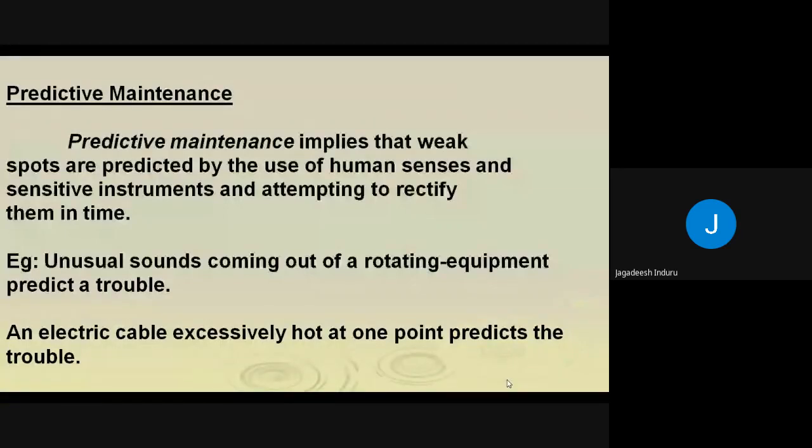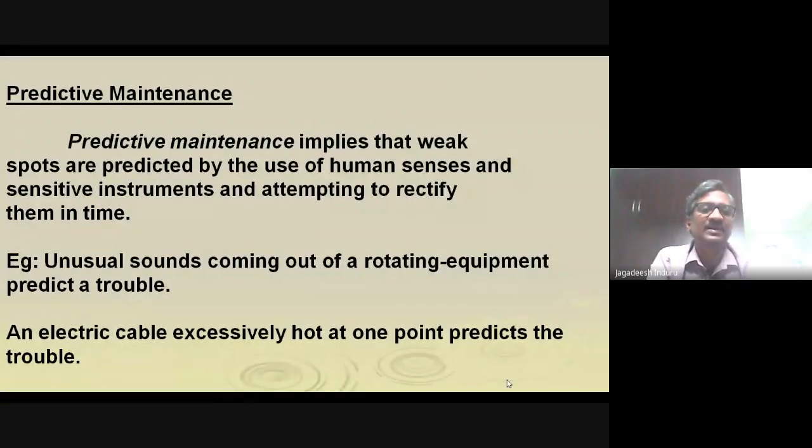An electrical cable excessively hot at one point of time will give you a foul smell, a burning smell of plastic, which we can notice. This is actually what predictive maintenance is: predicting by using the sense organs and getting it rectified by seeing what type of defect it is having.